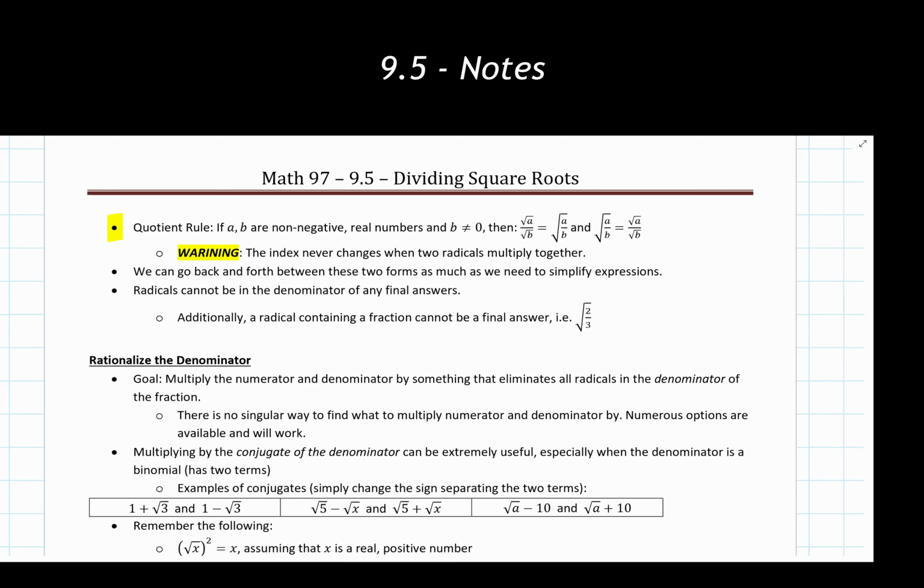The quotient rule states that if a and b are non-negative real numbers and b is not equal to 0, then the square root of a over the square root of b is equal to the square root of the whole fraction a divided by b. And then the reverse is true as well. The reason we need to note this is because these are two very useful ways of going about rewriting a problem to potentially simplify and get to a final answer.